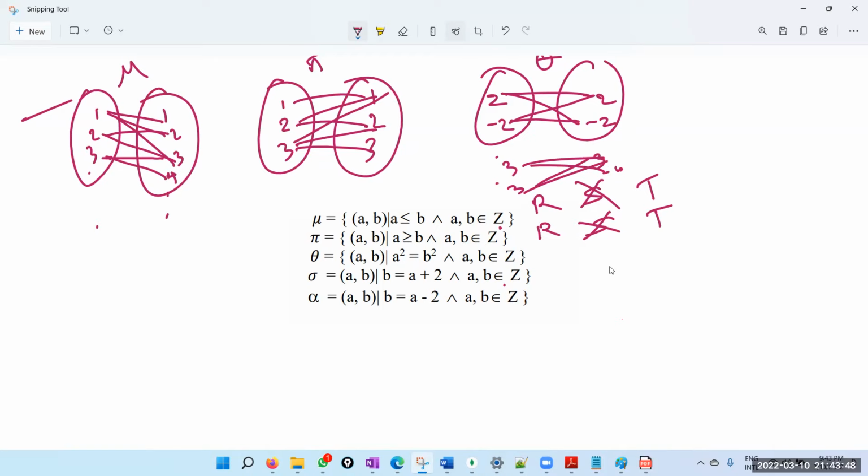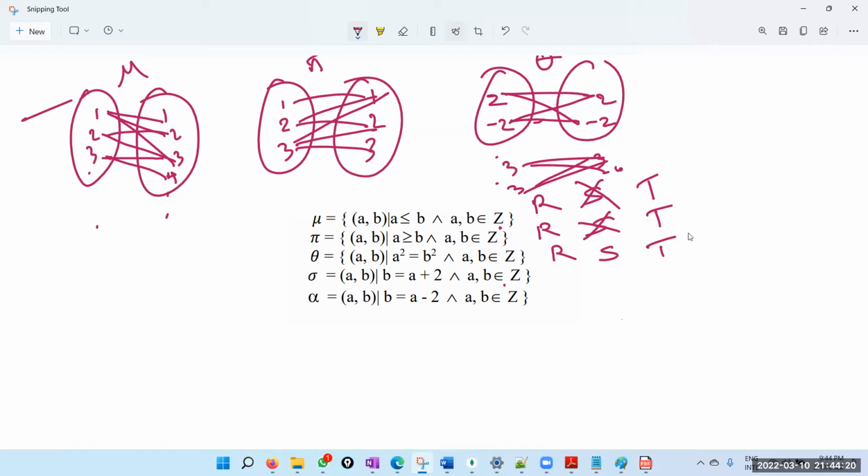Similarly 4 and minus 4, 5 and minus 5, etc. Right. Is it symmetric? Yes. 2 to 2 is there. Minus 2 to minus 2 is there. Is it symmetric? Yes, right? If 2 to minus 2 is there, minus 2 to 2 is there. It is symmetric. Is it transitive? If 2 to 2 is there and 2 to minus 2 is there, 2 to minus 2 must be there. Yes, right? The transitive nature is hidden inside.